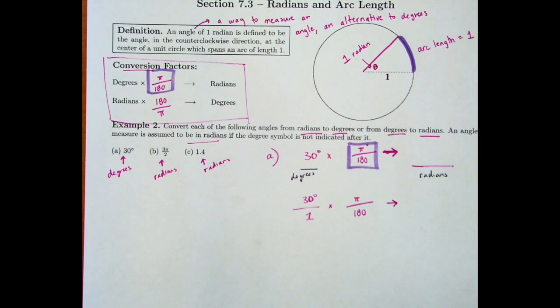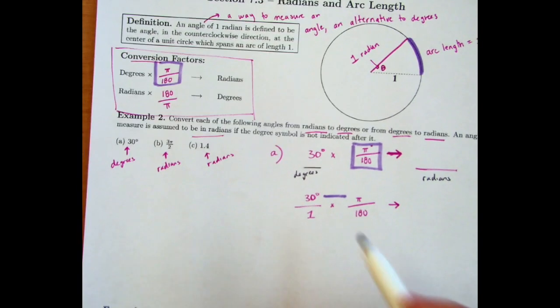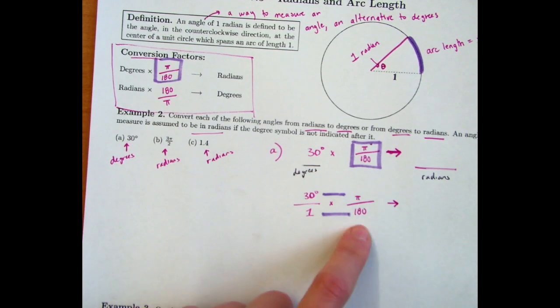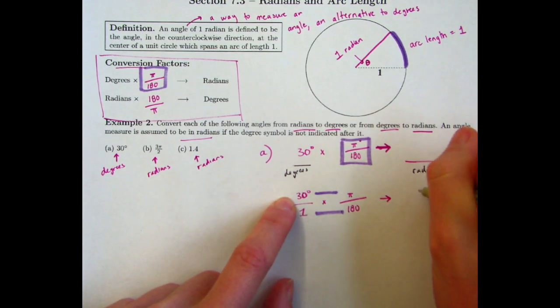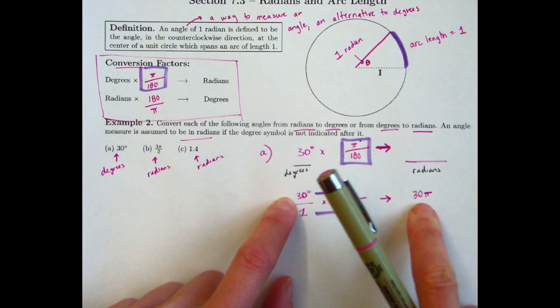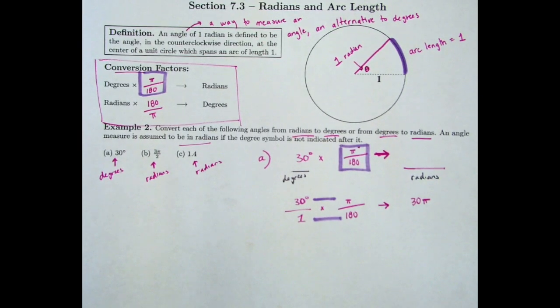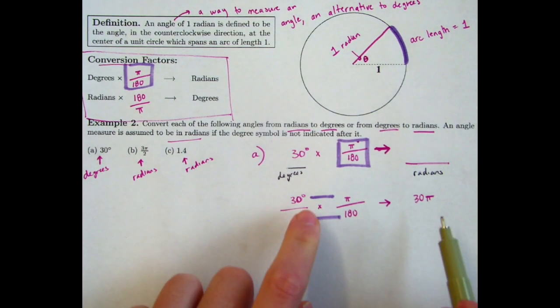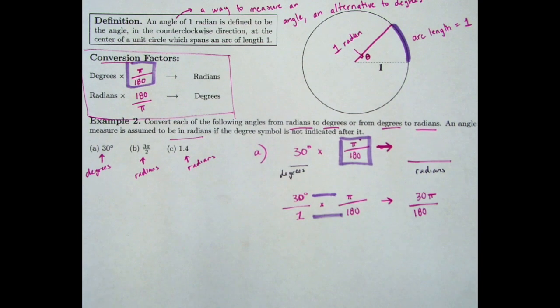So 30 times pi, I can also multiply directly across the bottom, 1 times 180. So multiplying the numerators, I get 30 pi at the top, and I'm just dropping that degree symbol because I'm about to be converting into radians. So I have 30 pi, and then on the bottom I have 180. That's my final answer. What I want to do now is simplify my final answer.